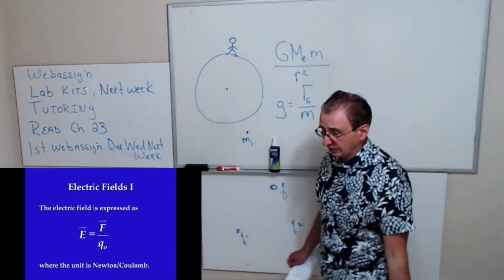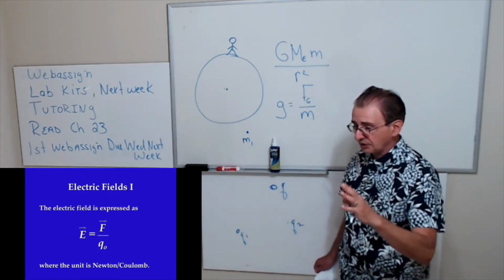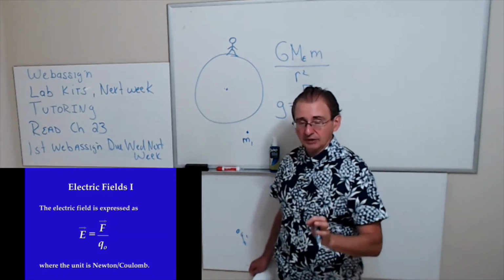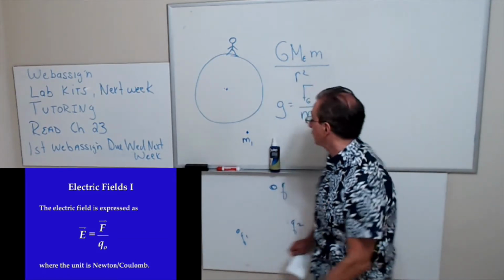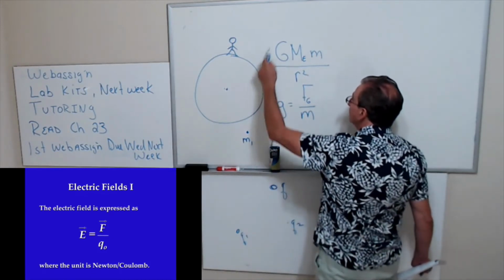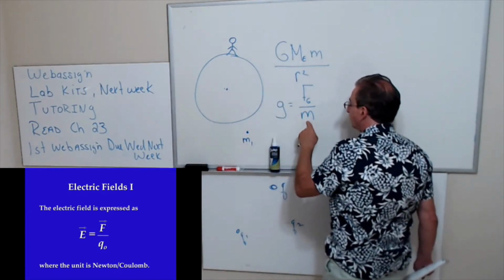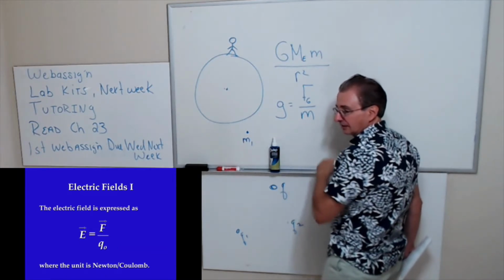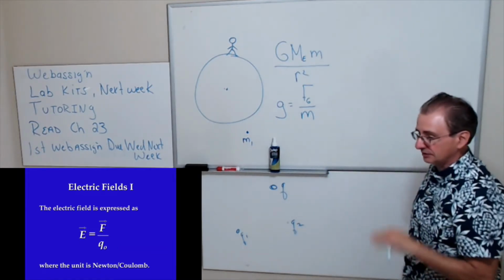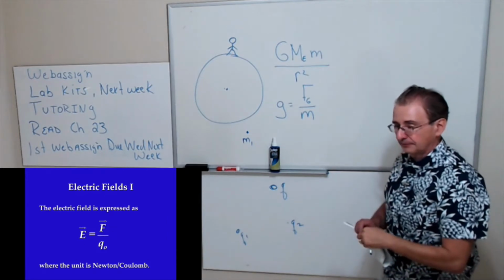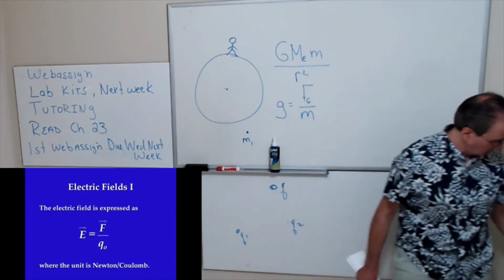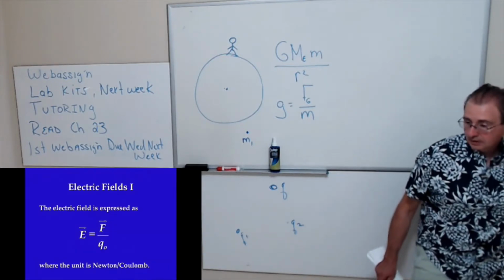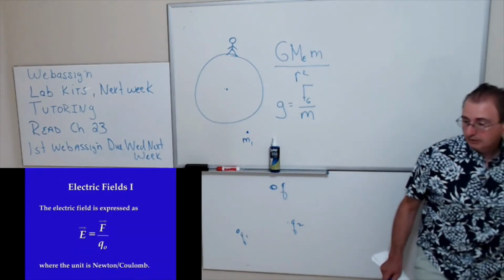The electric field is a vector. It's the force on the test charge divided by the value of the test charge. Just like for the gravitational field, it's the force due to gravity divided by the mass of the test mass. Okay? Same idea. It's a vector.